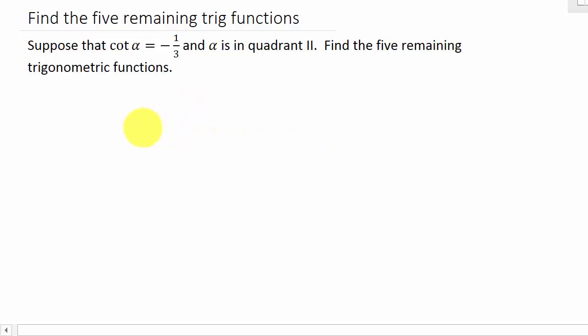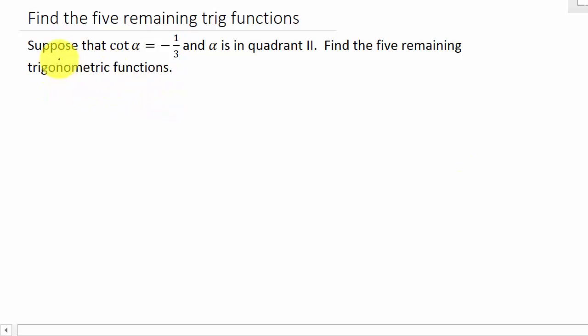Alright, so in this video we're going to look at finding the 5 remaining trig functions, and they give us cotangent alpha is negative 1/3. I have a video where I did something similar, where we plotted it, drew a triangle, and found the other sides of the triangle. But sometimes the textbooks ask you to find the 5 remaining trig functions using identities. So that's how we're going to work this one.